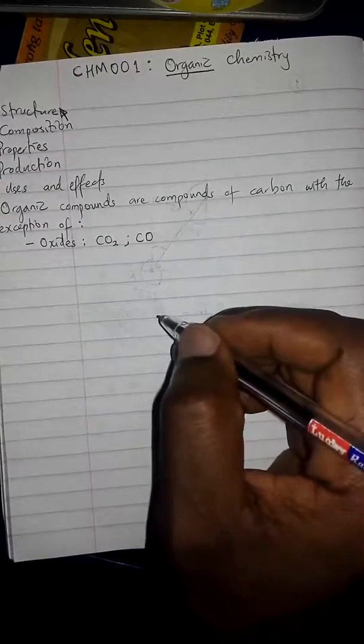So what are those substances that contain carbon that are not organic compounds? Those are the ones we are looking at.